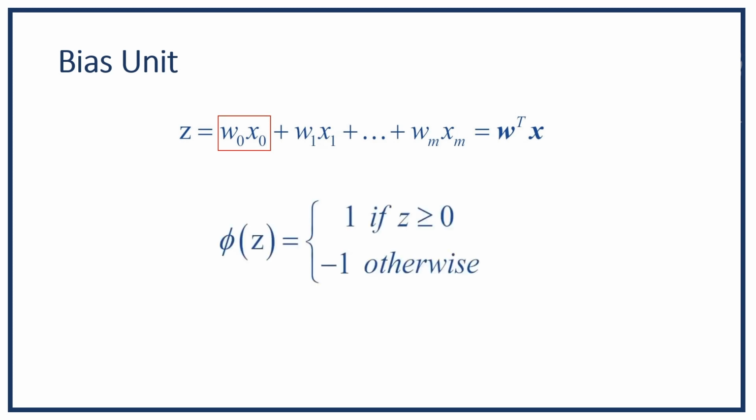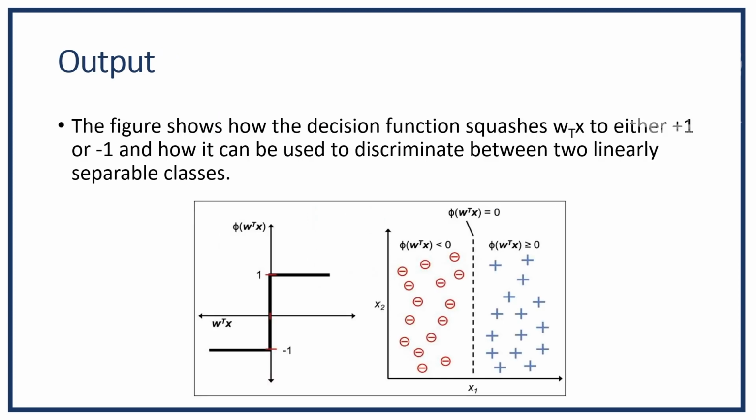For simplicity, the threshold theta can be brought to the left and represented as w0 x0, where w0 is equal to minus theta and x0 is equal to 1. The value w0 is called the bias unit. Phi z is equal to 1 if z is greater than or equal to 0, otherwise it is minus 1. The figure shows how the decision function squashes w transpose x to either plus 1 or minus 1 and how it can be used to discriminate between the two linearly separable classes.